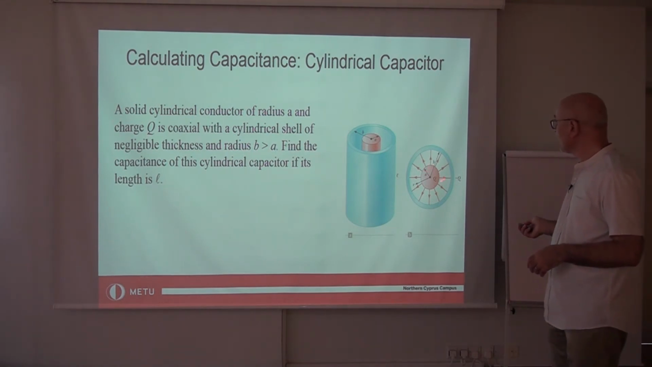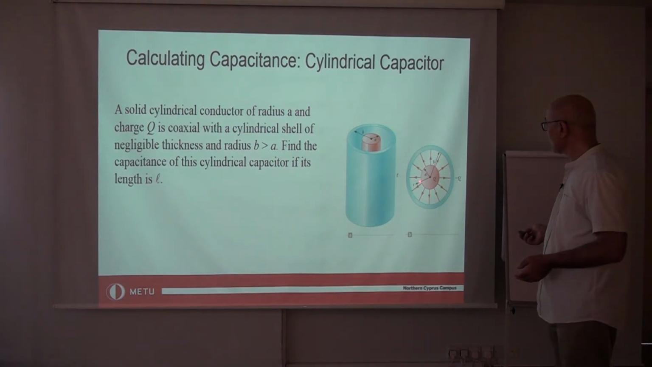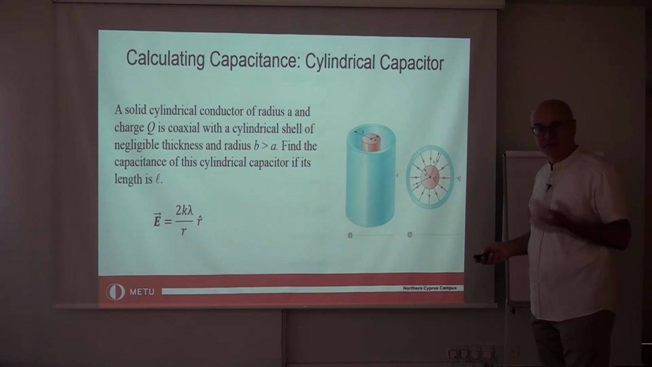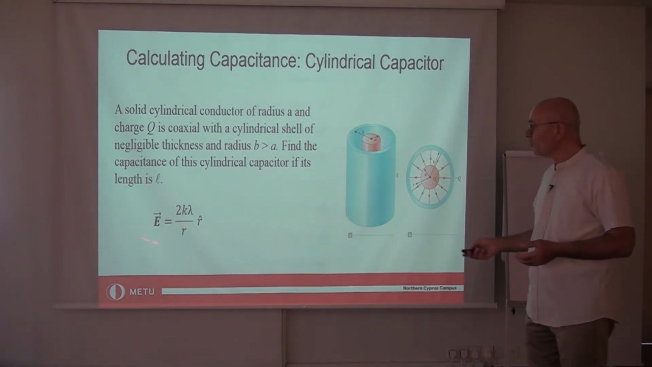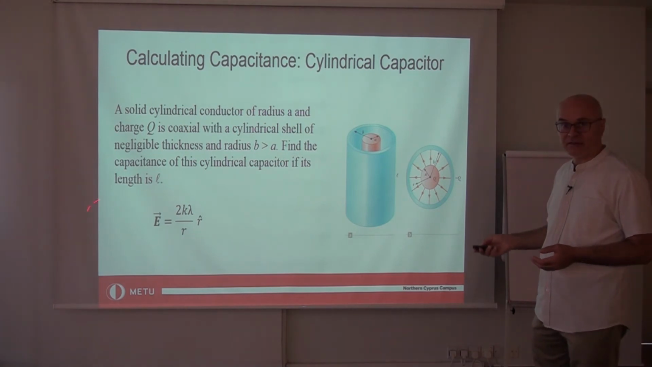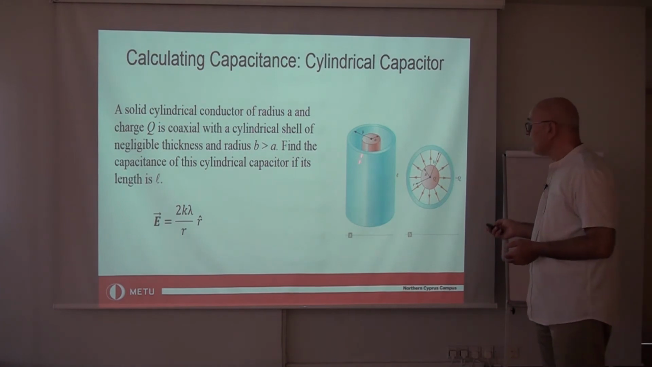And the electric field lines, as you can see in this cross-section of the cylinder, are radially outwards, and we have worked out the electric field using Gauss's law, so we now know the electric field in the region between the two conductors.